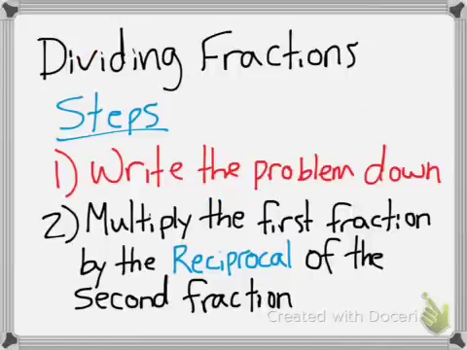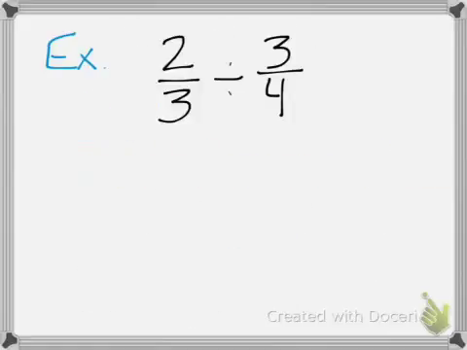Okay, now here are the steps for dividing fractions. There are 2 simple steps. Step 1 is write the problem down. So take the problem from the book, make sure you write it down. Step 2 is multiply the first fraction by the reciprocal of the second fraction. Let me say that again. Multiply the first fraction by the reciprocal of the second fraction. Now let's see what that looks like.